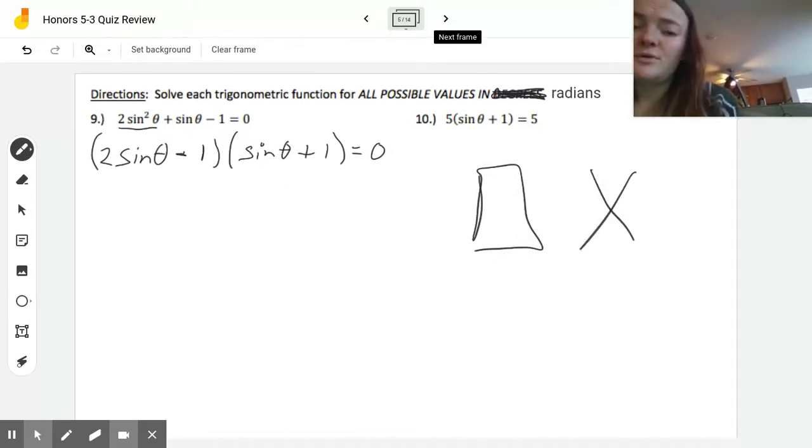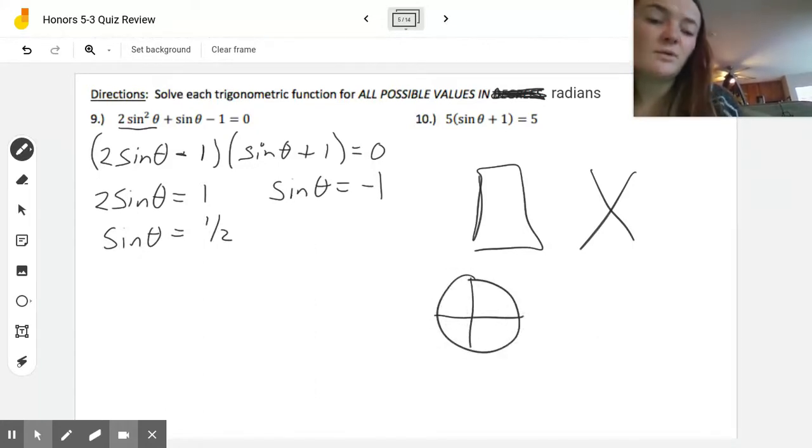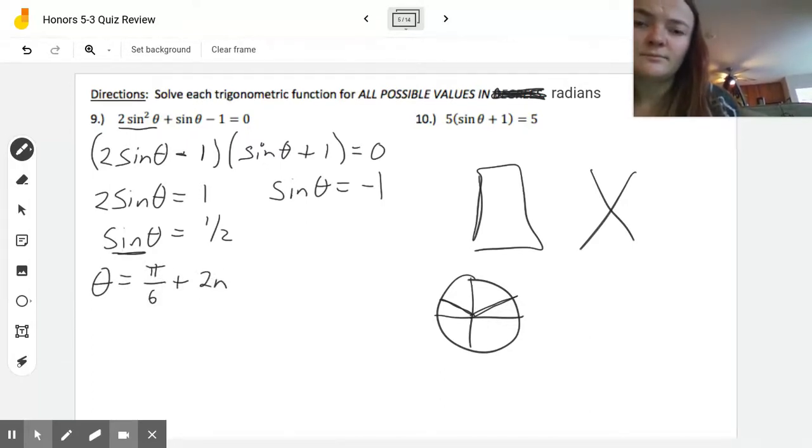All right, I'm going to set both pieces equal to 0. So 2 sine of theta plus 1 is equal to 0, and sine of theta minus 1 is equal to 0. If I solve this a little bit more, sine of theta is equal to negative a half. So I just want to know on my unit circle, when does sine of theta equal a half? Well, that's going to be when my y value is a half. So that happens at pi over 6 plus the period, which is 2 pi n, and it happens at 5 pi over 6 plus 2 pi n.